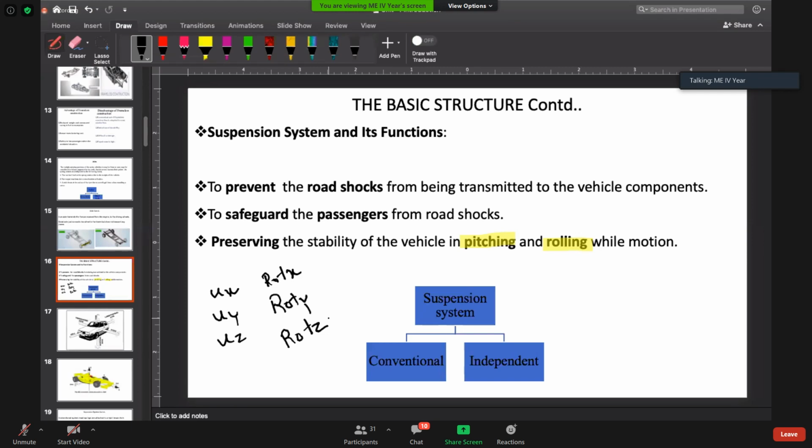Rotation about the X axis means, suppose this is your X axis and this is your vehicle, so the rotation of your vehicle is like this. Sometimes while moving on the road, you might have seen your vehicle moving in this direction in such a way. This is your rolling, this is your pitching, and this, about the vertical axis, is yawing.